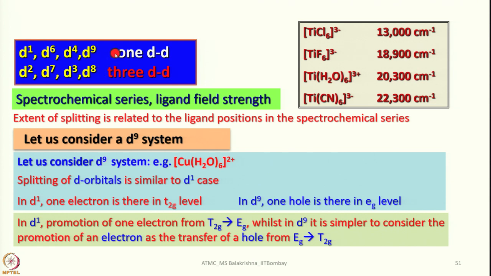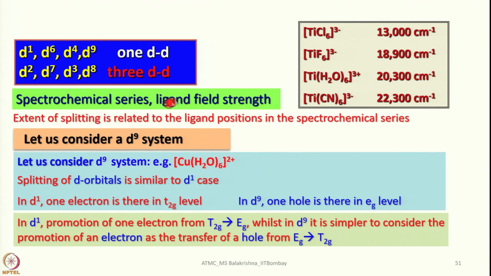Now I try to bring some similarities between these electronic configurations: d1, d4, d6 and d9, and d2, d7, d3, d8. I once again repeat, in the first group it is one electron more than half filled, one less than half filled, one less than completely filled. In the second group, two electrons more than half filled, two less than half filled, two less than completely filled. In d1, d6, d4, d9 we see exclusively one d-d transition, whereas in d2, d7, d3, d8 we see three d-d transitions, which are Laporte allowed because of mixing and are spin allowed. You should remember: d1, d4, d6, d9 show exclusively one transition, d2, d3, d7, d8 show three transitions.